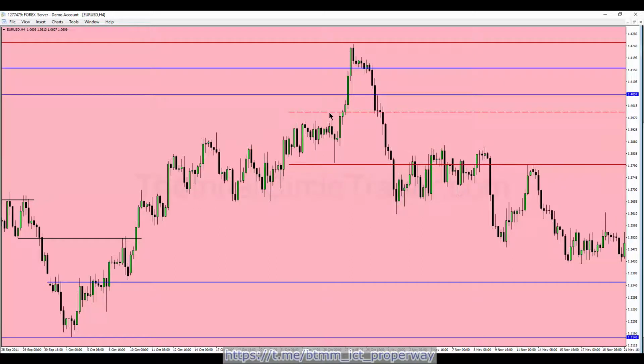Okay, we have a breaker in here. Two down candles right before it takes out old highs. Price trades back up into that breaker here. Spends a little bit of time on the 4 hour before it expands and goes lower.